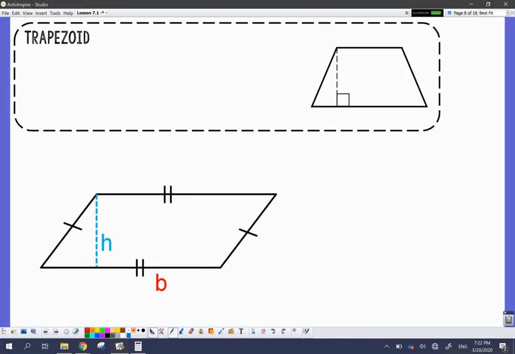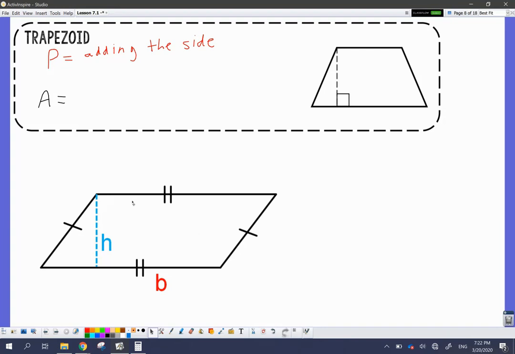Trapezoid. There is a similar way we can use a parallelogram to derive the formula of a trapezoid, area of a trapezoid. Now for perimeter, again, I would just recommend adding all the sides together. But for area, we do have a formula there. So let's take a look at how one would derive the formula for area of a trapezoid.